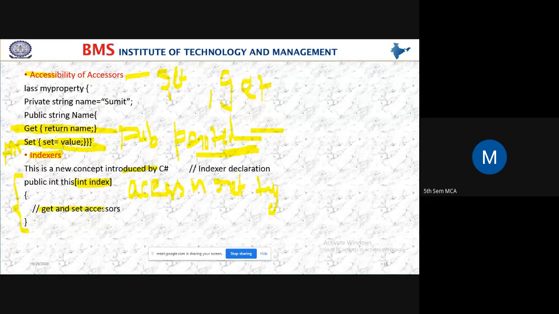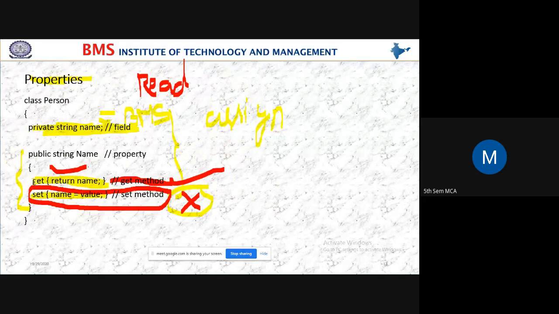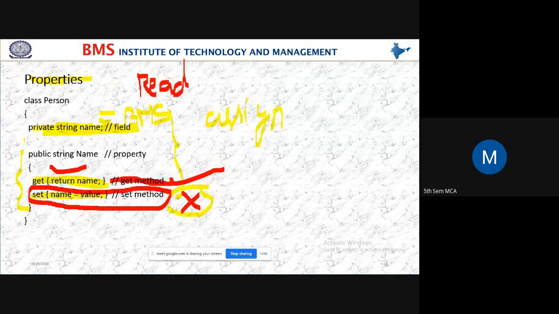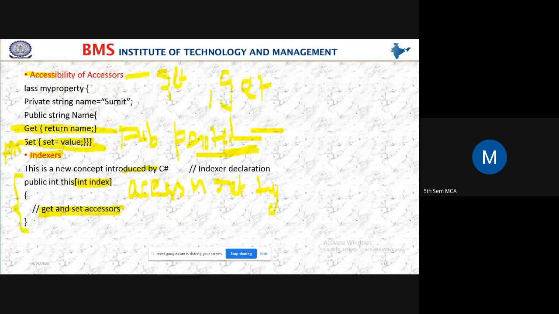Within this indexer, I have these accessors, that is the get and set methods. Yes, students, here I have written get and set accessors. You can also write it like this. Here is how I have used get and set. In the previous example, in properties, I used the same get and set. So that's why I have written the comment line "get and set accessors". The meaning of this line is, inside this we have get and set methods.